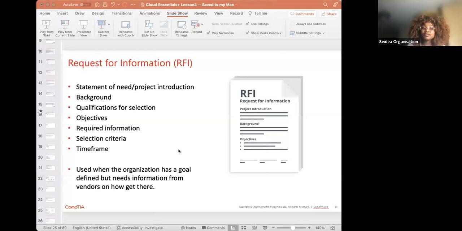Now, I would say that a request for information might be useful when an organization has a clear goal but needs detailed information on how different vendors can assist it in achieving that goal. So the scenario in which you would be using a request for information is when your organization, keyword, has a clear goal but needs detailed information on how vendors can assist it in achieving those goals that it has already set.